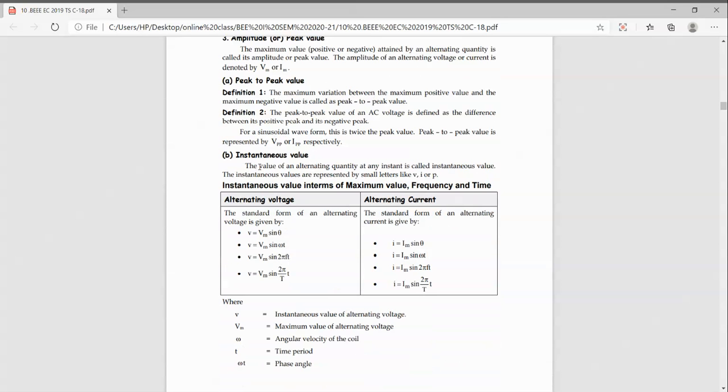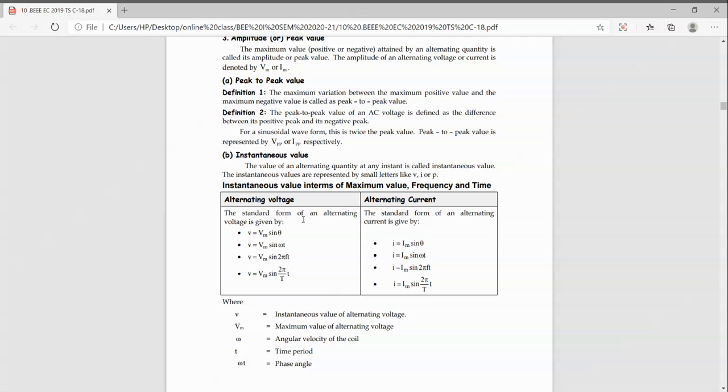The value of an alternating quantity at any instant is called the instantaneous value, and instantaneous values are represented by small letters like small v, small i, and small p. If it is a voltage, small v; if it is a current, small i; and if it is power, small p. So the instantaneous values are written like this.